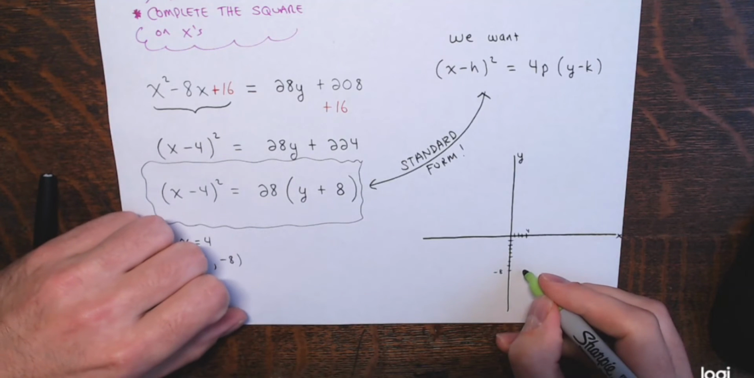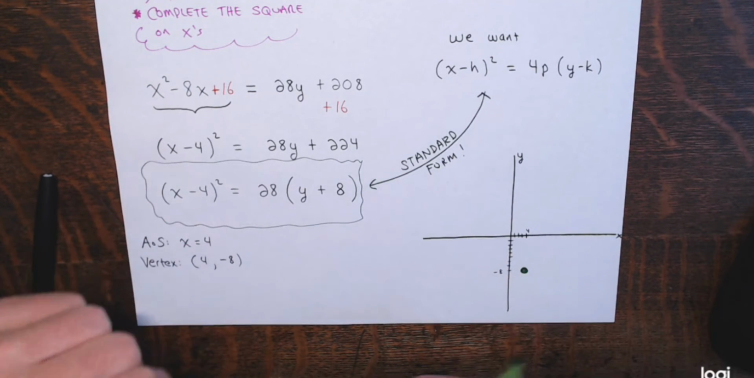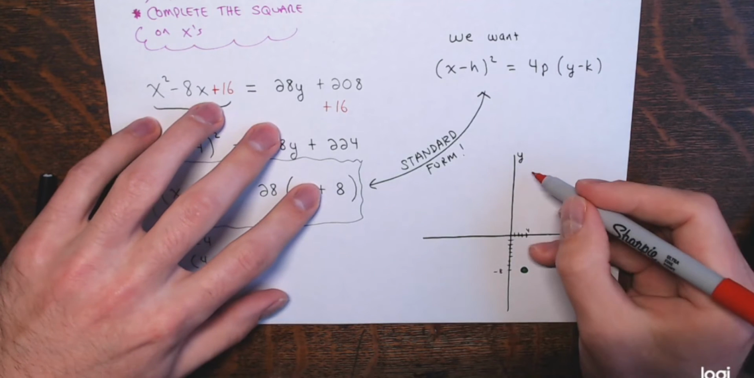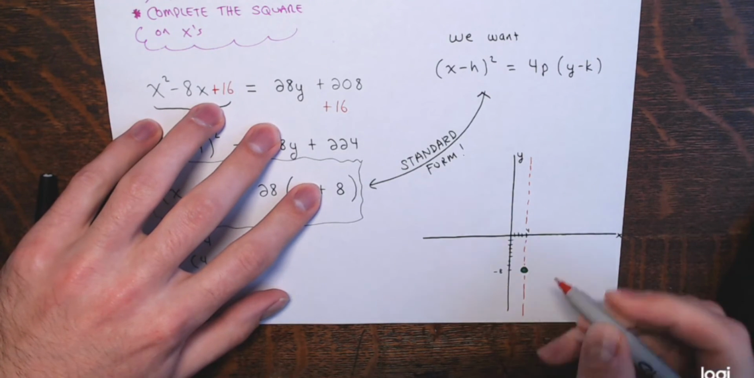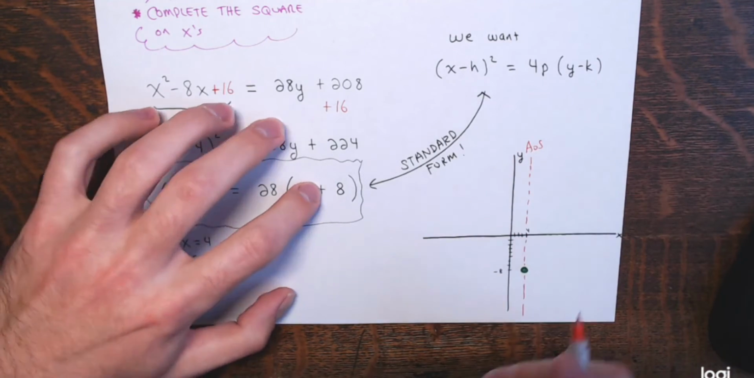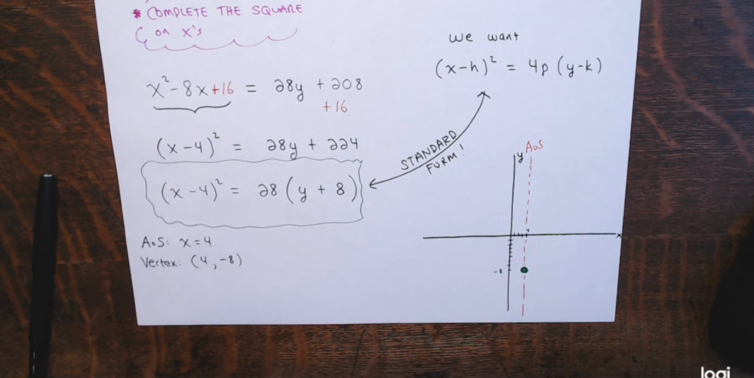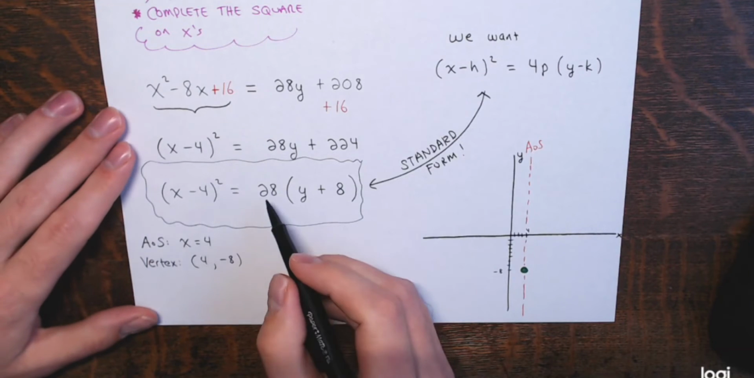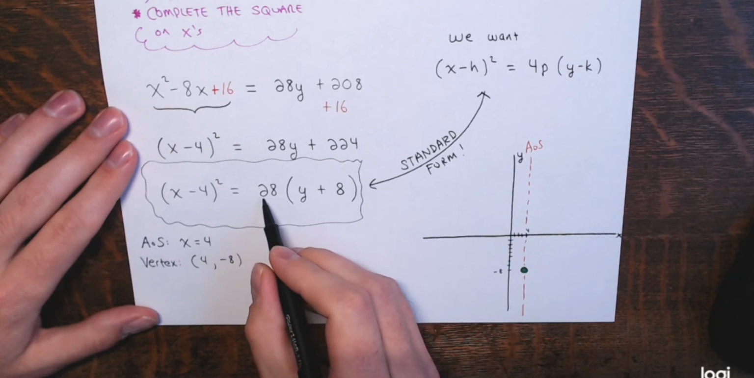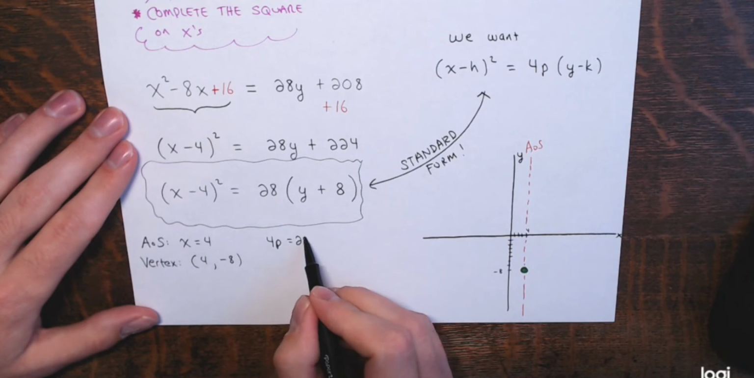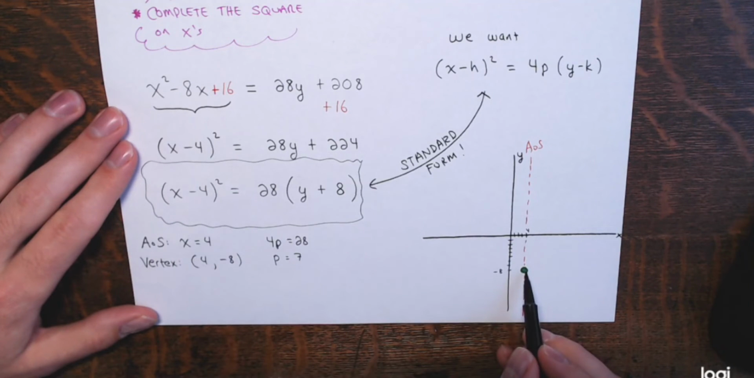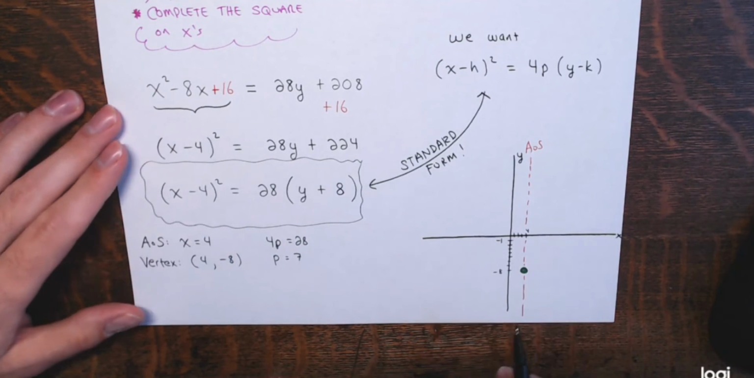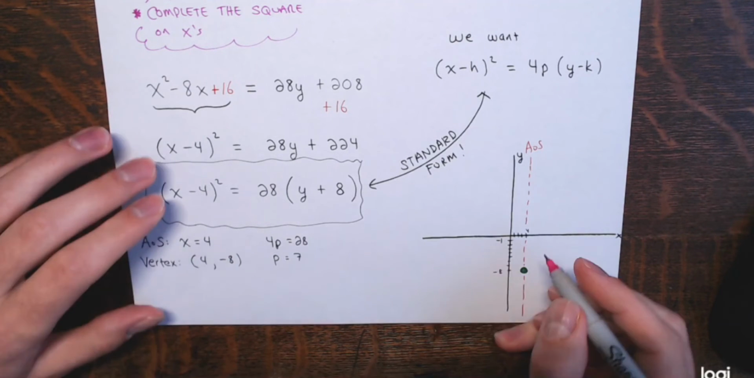Sorry about the tininess of those numbers. And then the axis of symmetry is vertical, right? Because again, x is squared and y is not. The axis of symmetry is x equals 4. The value of p is 7, right? 4p would be this 28 here. So the value of p is 7, and that's positive 7. So that tells me the focus is 7 units above the vertex. So the focus is here.